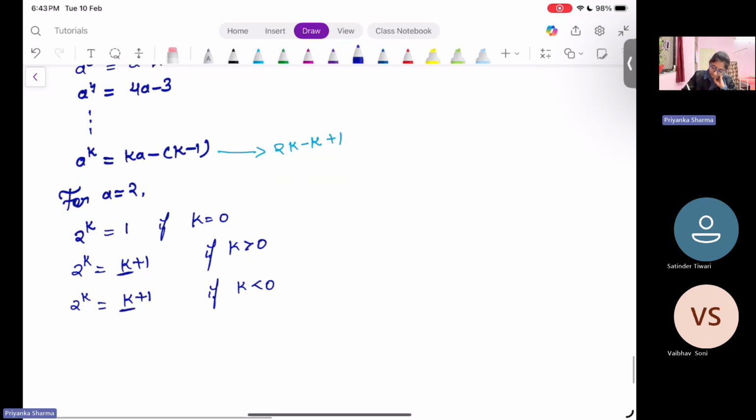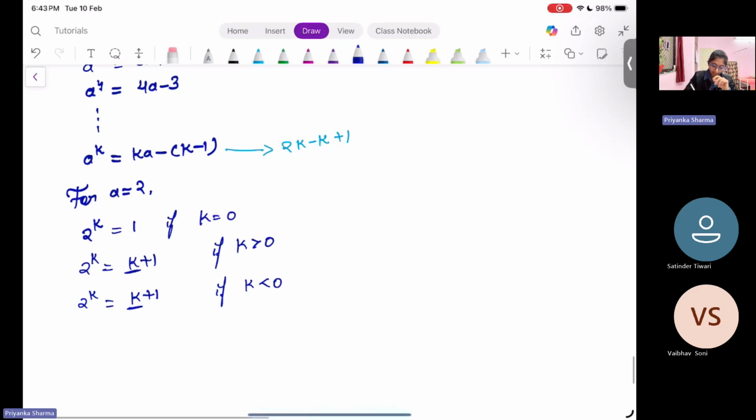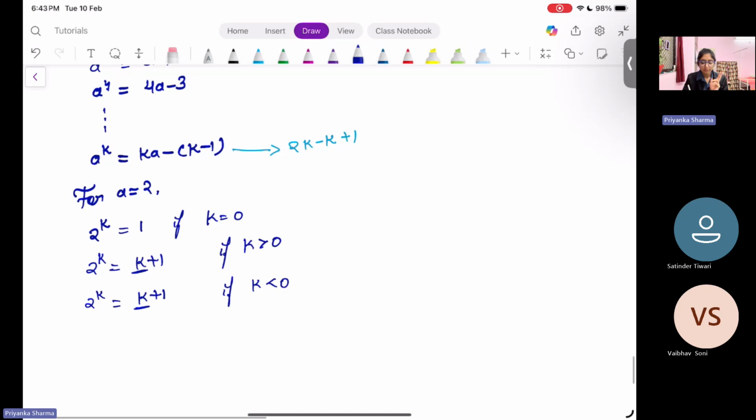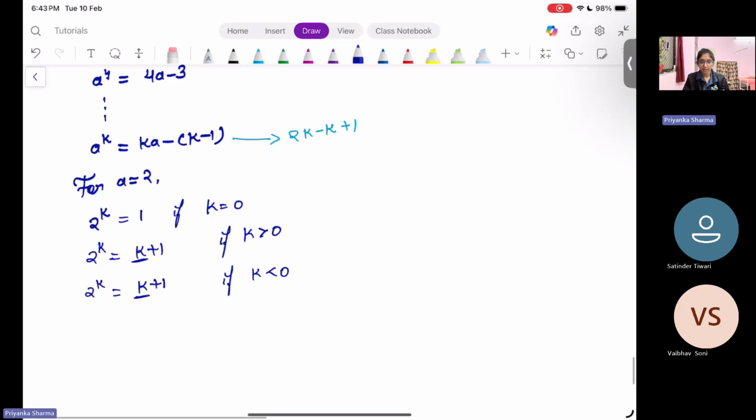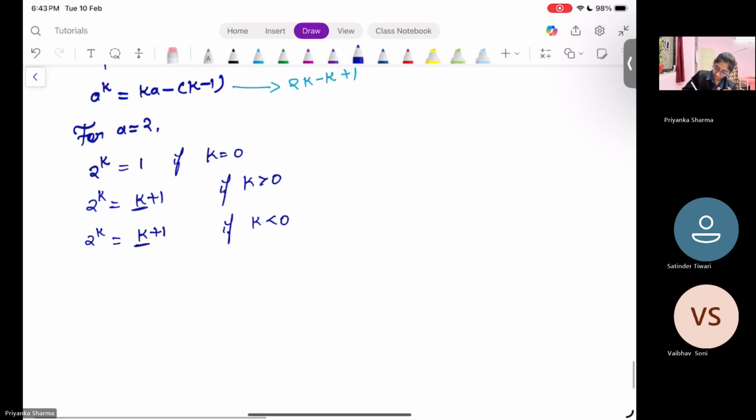So see, if k is greater than 0, then you will get k plus 1. So k greater than 0 means when you take k as 1, you will get 2 to the power k as 2. For k is 2, you will get 2 to the power k as 3. Okay, means for k greater than 0, you will cover all positive integers. Similarly, for k less than 0, you will cover all negative integers. It means every integer can be written as 2 to the power k. If the power is 0, then 1 can be written as 2 to the power k.